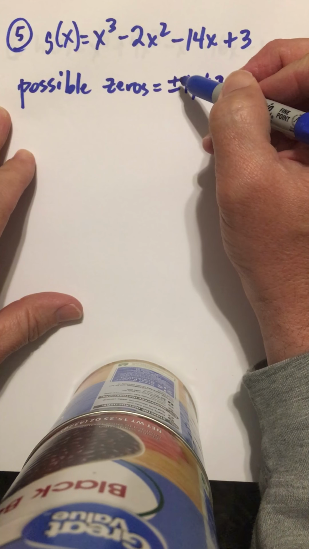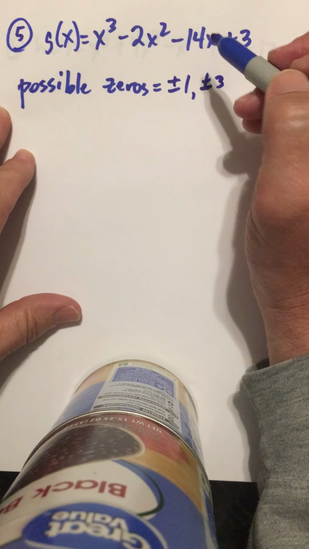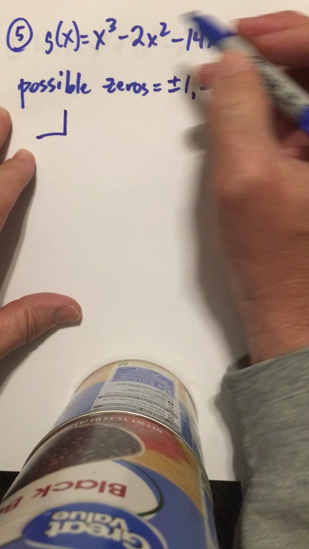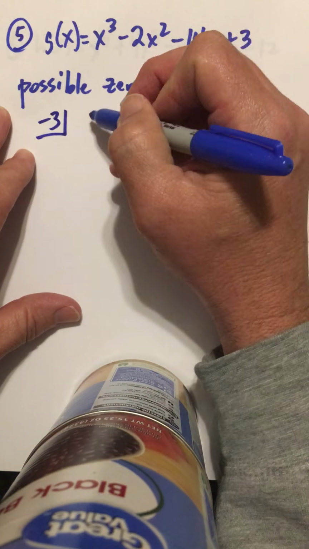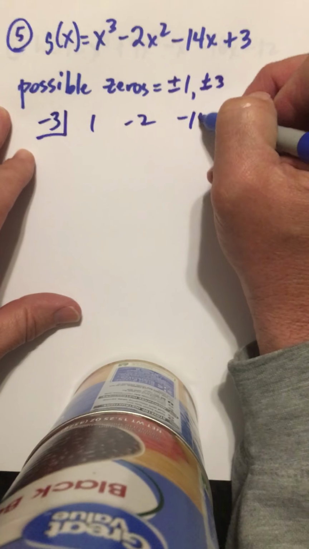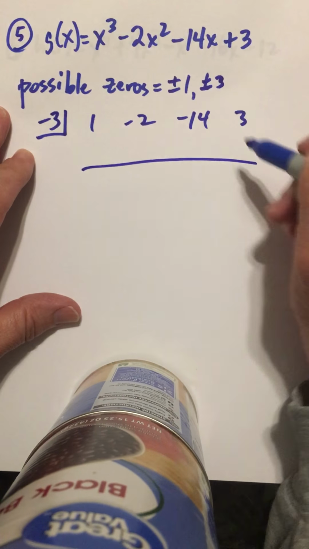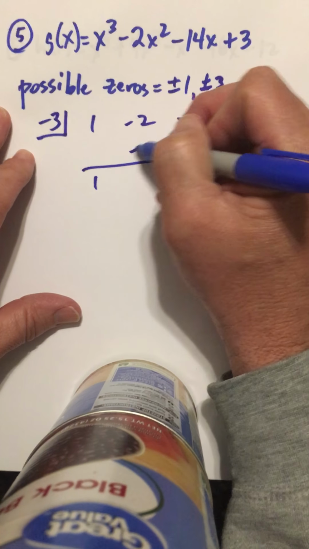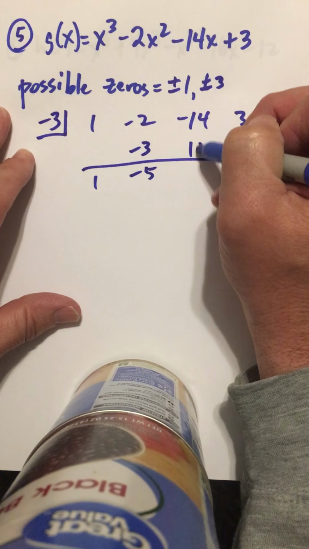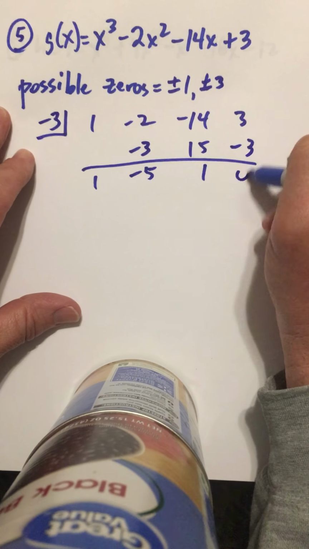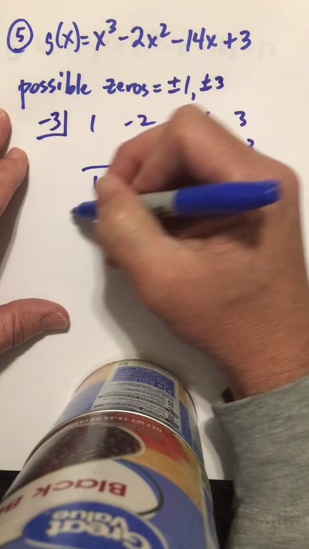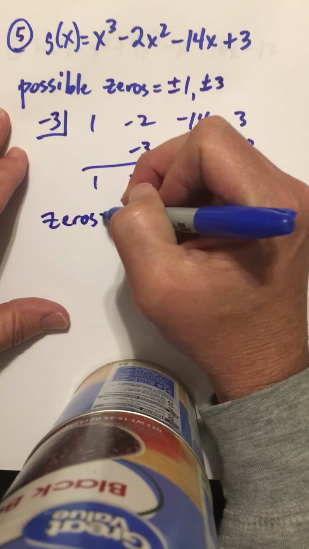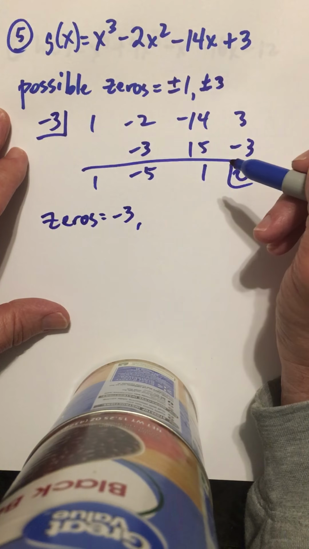All right, so I'm going to try either positive 1, negative 1, positive 3, or negative 3 until I find one that works. It turns out that negative 3 works. I just know that because I've done this problem before. And multiply it out, 1 times negative 3, and it works out nicely. So one of the actual zeros is negative 3.